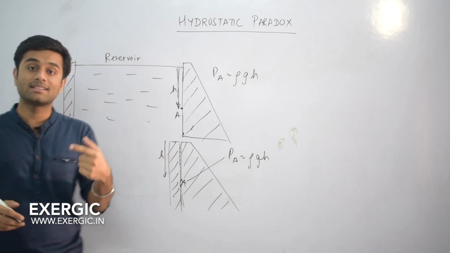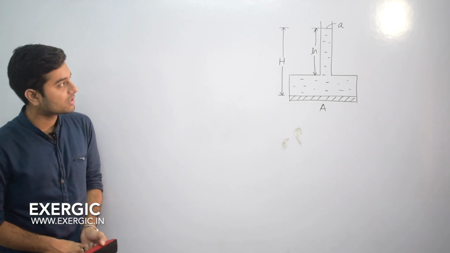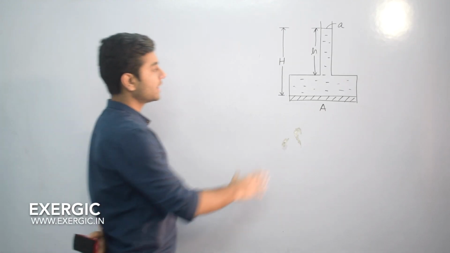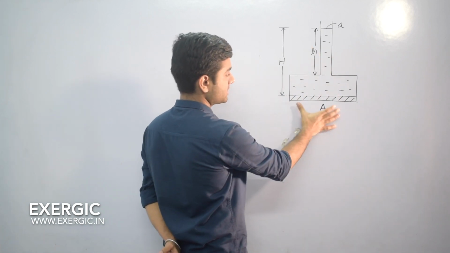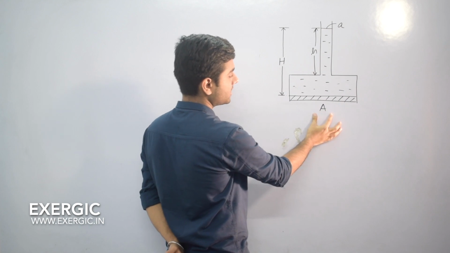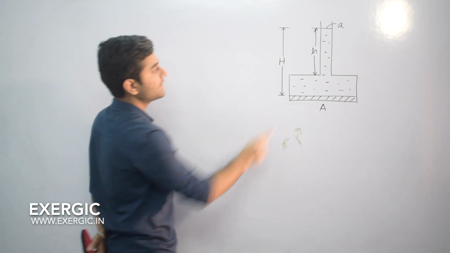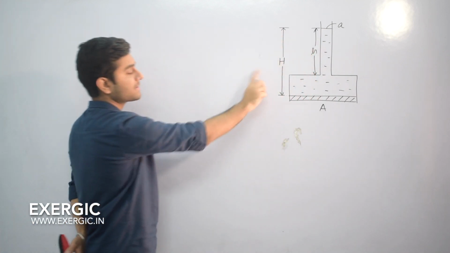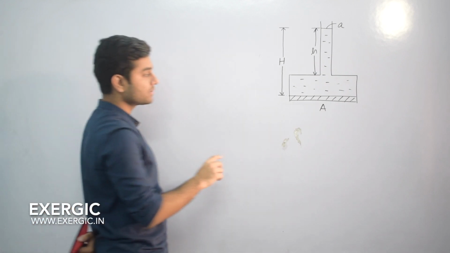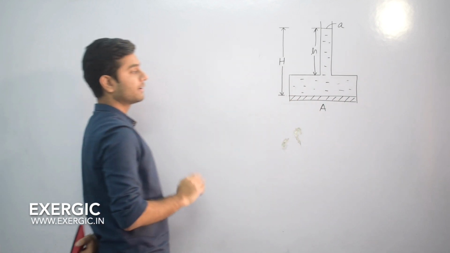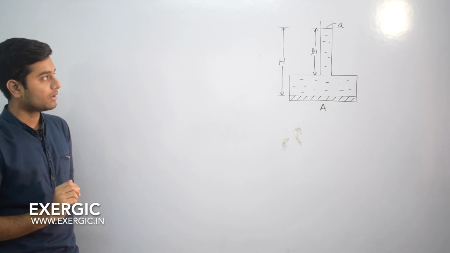Now I am going to give you an example which will actually confuse you in GATE. Okay, let's see that. Now look at this question. We have a container of a particular shape which has two different cross-sectional areas. At the bottom it has a cross-sectional area of capital A, at the top it has a cross-sectional area of small a. This height is small h and this full height is capital H, and the question is asking you to determine the value of the force acting on this bottom area capital A. It is a previous year GATE question.